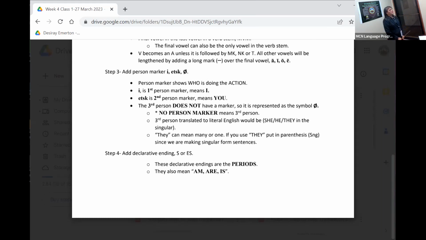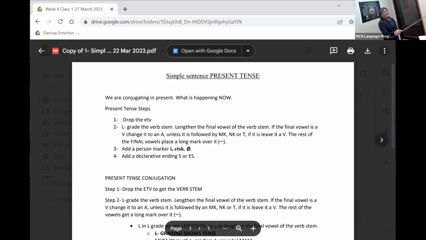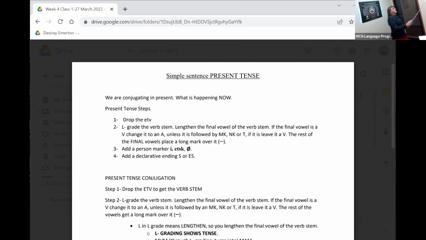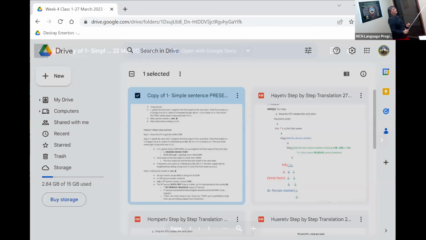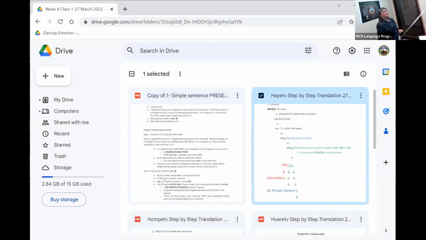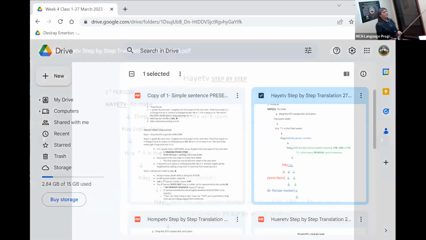Number 4, add the declarative ending, s or es. These declarative endings are also the periods, and they also mean am, are, and is. Woo! I know that's a lot. But you know, these are how we're starting our really simple sentences.